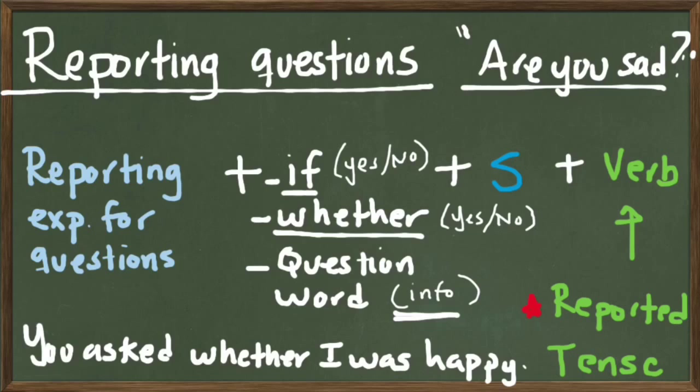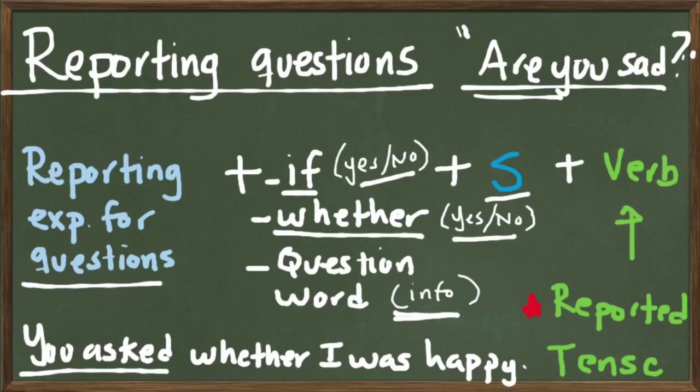We have 4 parts. We have the reporting expression for questions, which is asked. Yes. We're going to use if or whether if it's a yes/no question. In this case, it's a yes/no question, so we can use if or we can use whether. And if we're using question words, we're going to use that question word. Then we have our subject, and finally we have the verb. Remember that the verb is the reported tense type. Yes, we're going to also change the tense of our verb.